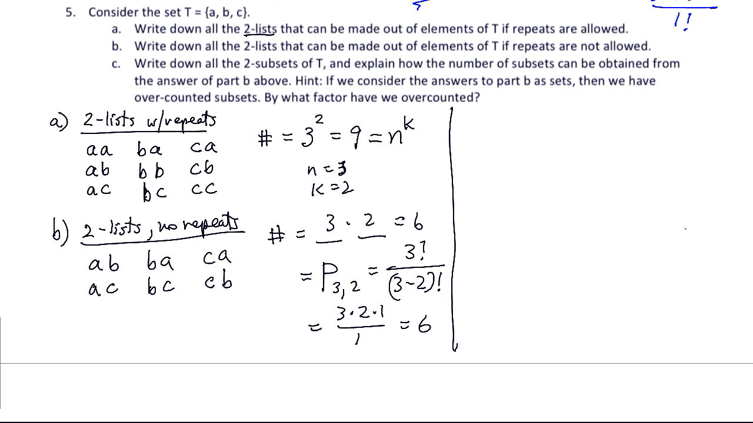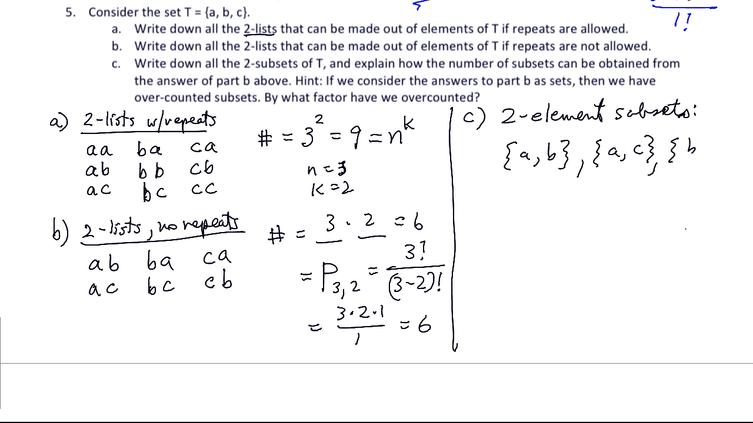to work on part C, which says, write down all the 2 subsets of T and explain how the number of subsets can be obtained from the answer of part B above. Okay, 2 element subsets. There's not too many of them. I can write down A and B. I can write down A and C. And I can write down B and C. There's only 3 of them.